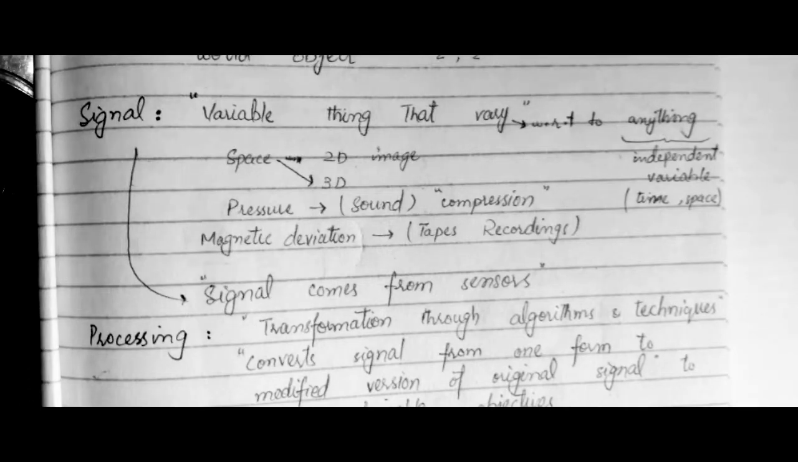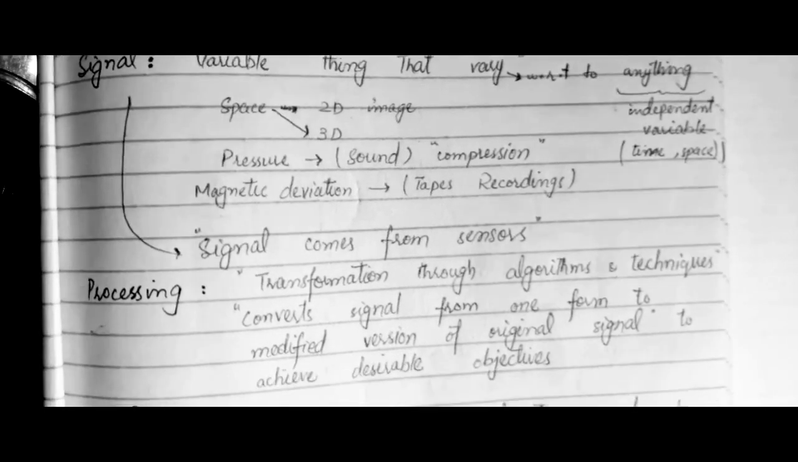The other definition of signal, we can say signals come from sensors. Any output of a sensor can be taken as a signal. Next, processing. Transformation through algorithms and techniques that convert signals from one form to a modified version of the original signal to achieve the desirable objectives is called processing.